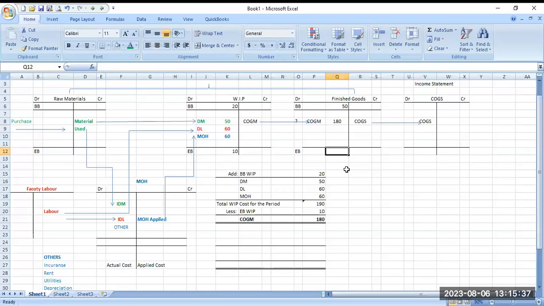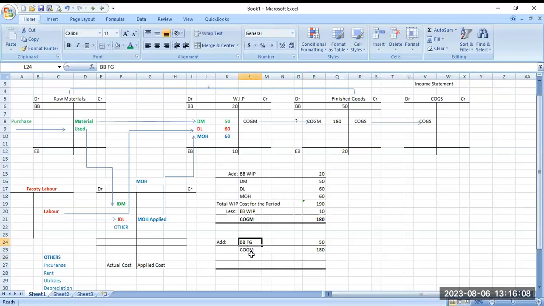Ending balance, let's leave it only 20 because we don't want to keep our inventory. So what do we have to do? I have to start with the beginning balance of the finished goods, which will be 50. Then what are we going to have? Cost of goods manufactured, right? We're going to get it from here. 110.